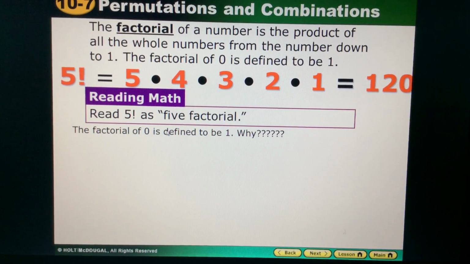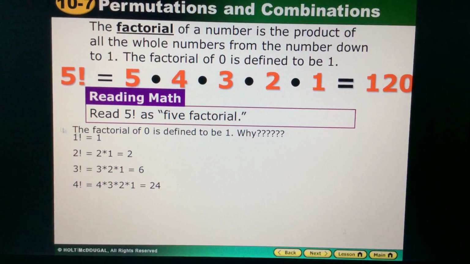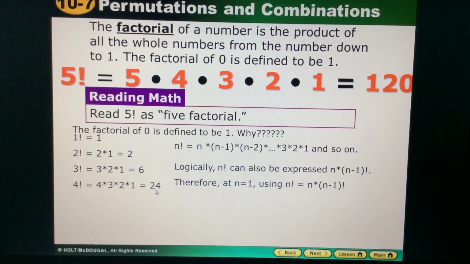And it says the factorial of 0 is defined to be 1. Why? All right, I'm going to show you this. 1 factorial will be 1. 2 factorial will be 2 times 1. So you can see the pattern here. 3 factorial, 3 times 2 times 1, which is 6. 4 factorial, 4 times 3 times 2 times 1, which is 24.